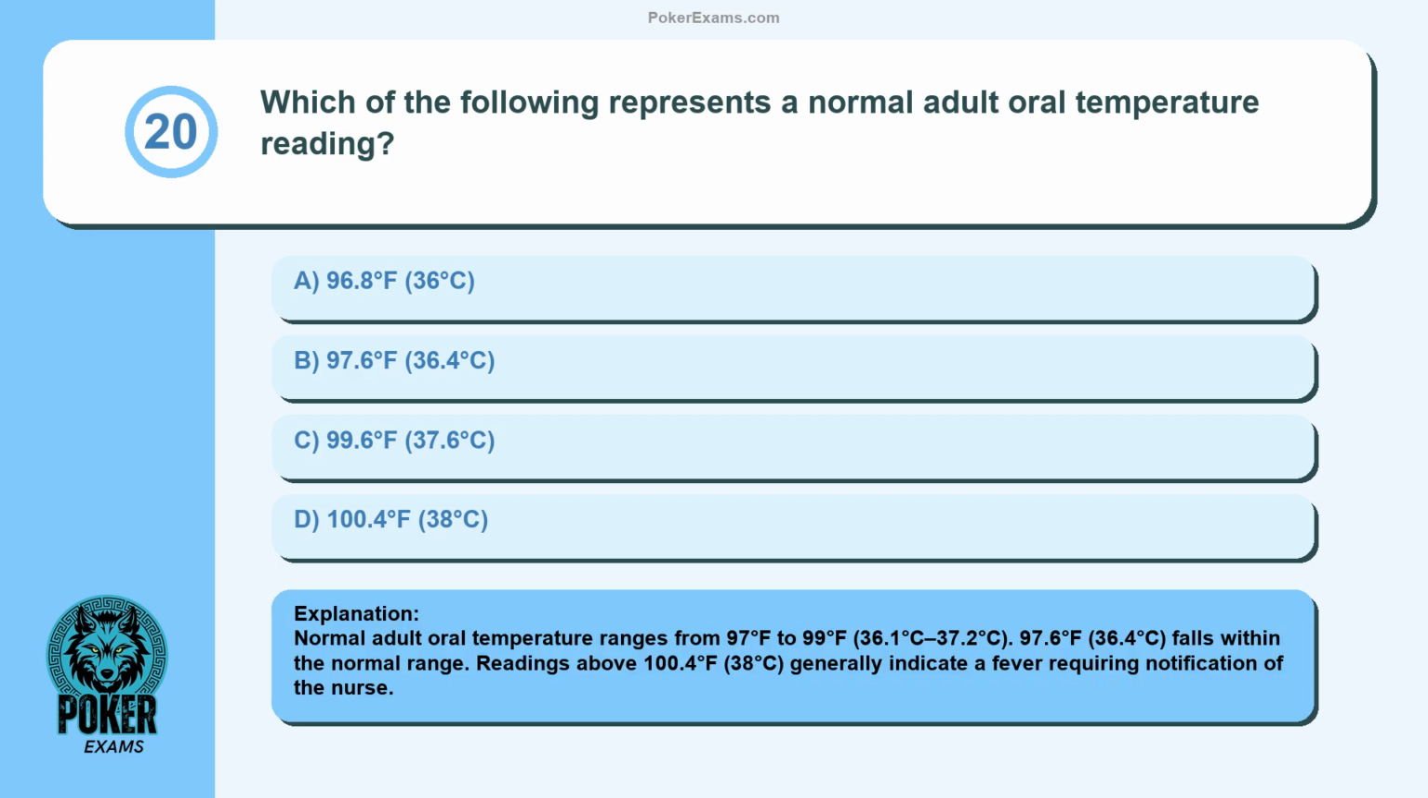Normal adult oral temperature ranges from 97 degrees Fahrenheit to 99 degrees Fahrenheit, 36.1 to 37.2 degrees Celsius. 97.6 degrees Fahrenheit, 36.4 degrees Celsius falls within the normal range. Readings above 100.4 degrees Fahrenheit, 38 degrees Celsius generally indicate a fever requiring notification of the nurse.